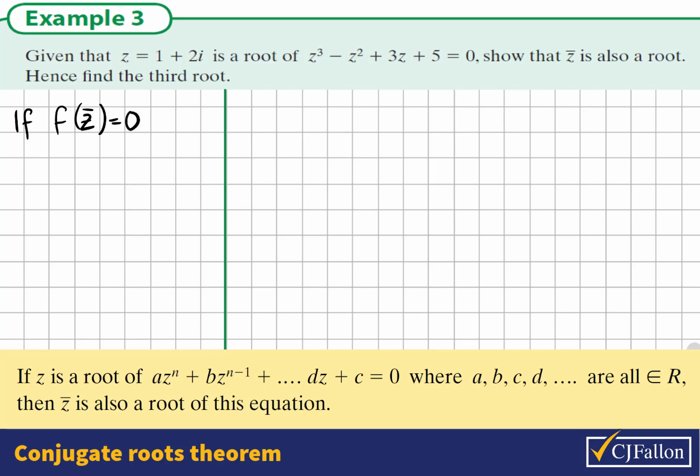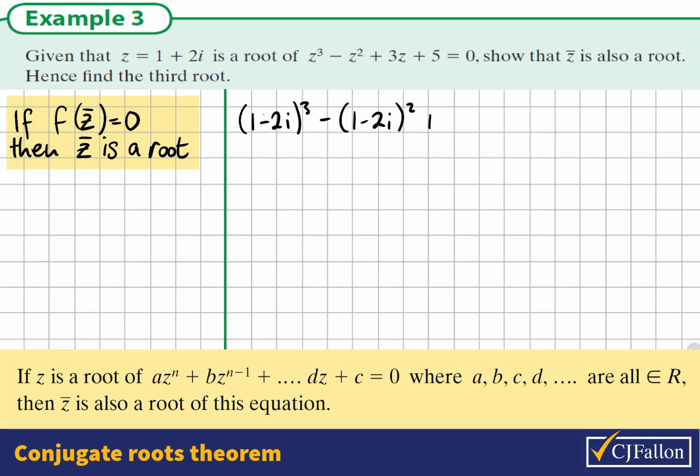If z bar is a root, it means if we sub it into the equation, it will evaluate to be 0. So let us sub z bar, which is 1 minus 2i, into the equation instead of z. So we have our z cubed term, our z squared term, our z term, and the constant term. We're trying to figure out, does all this equal 0 when we evaluate it? There's a little bit of work to be done on this. I'm going to do it fairly quickly here.